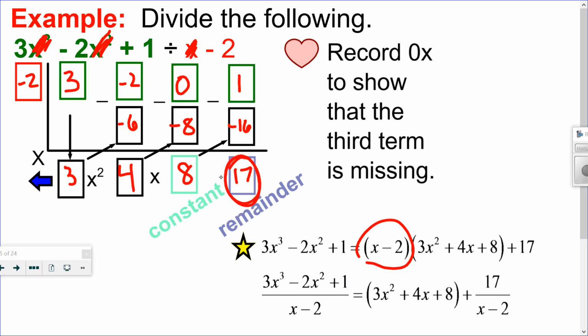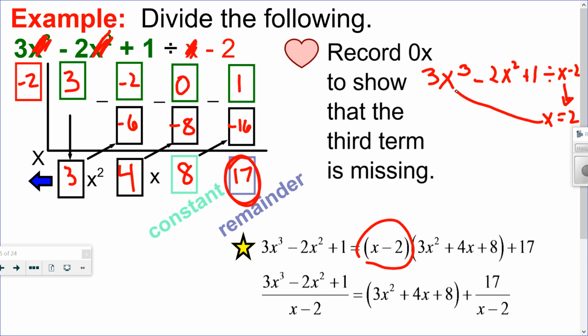Am I going to end up with a remainder of 17 if I put the value of my polynomial into that equation? So my expression was 3x cubed minus 2x squared plus 1, and I'm dividing it by x minus 2. Now, using what the remainder theorem says, if x minus 2 is my root, my factor, x equal to 2 is my root.